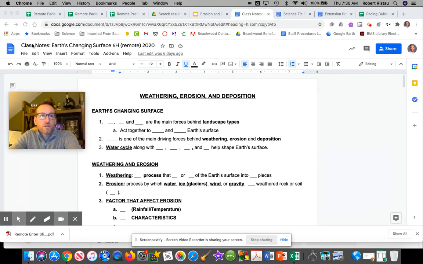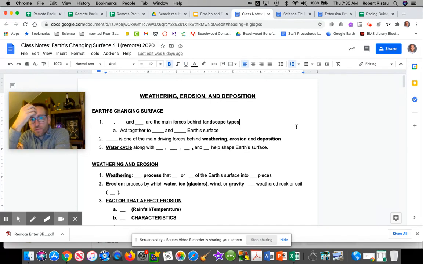The document is called Class Notes, Earth's Changing Surface, 6H. Search that in your drive, you should find it. At this point, if you need to pause it to do so, go ahead and do that and then come back to the video.